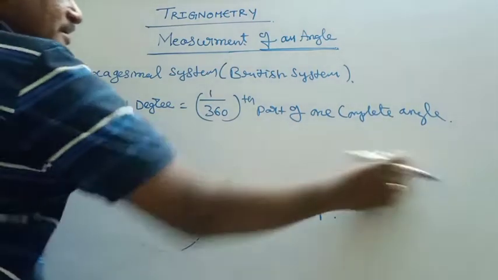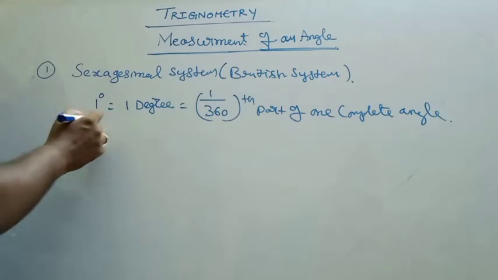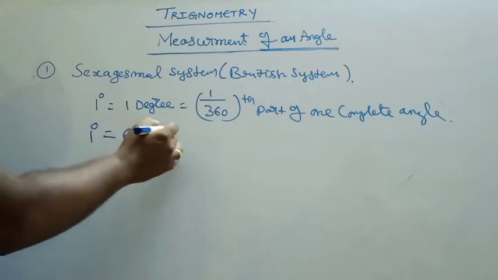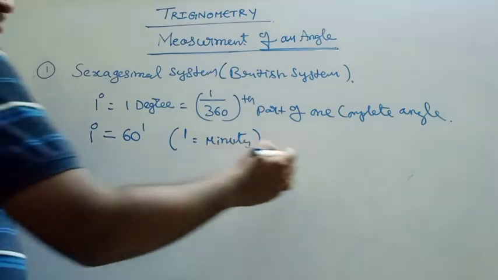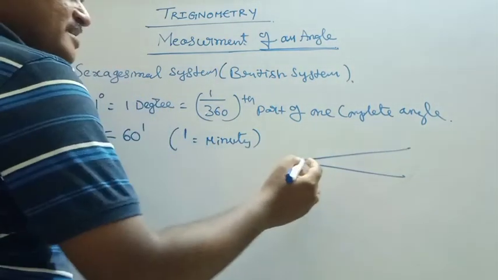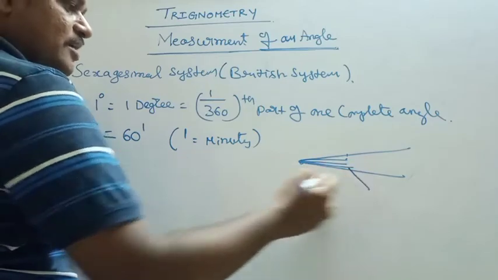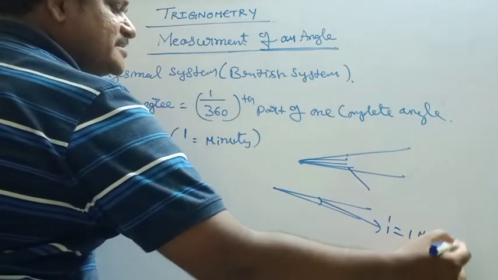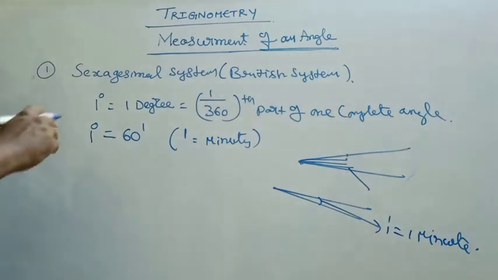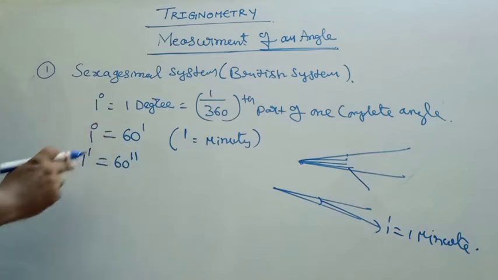Now, for minute calculation purposes, they have divided 1 degree further. See here, 1 degree equals 60 minutes. This symbol indicates minutes. Suppose you have 1 degree here; for minute calculations they divided it into 60 equal parts. Each equal part you call 1 minute. Now 1 degree is equal to 60 minutes. And for finer calculations, they divided 1 minute into 60 equal parts, and they call it a second. 1 minute equals 60 seconds.